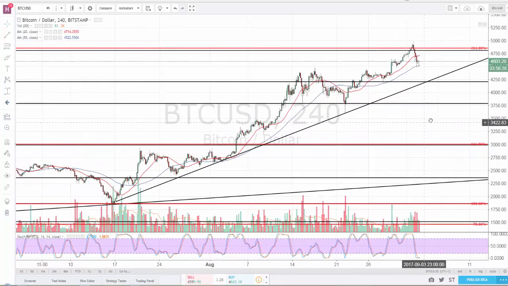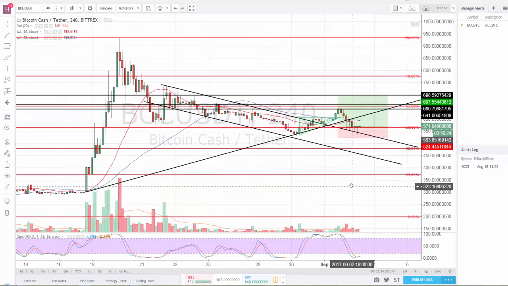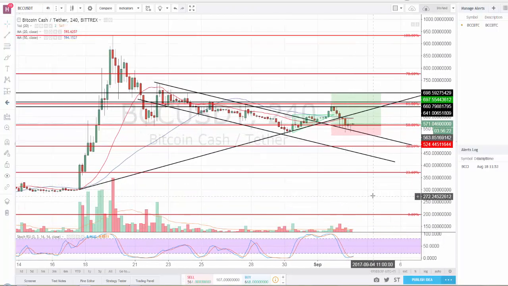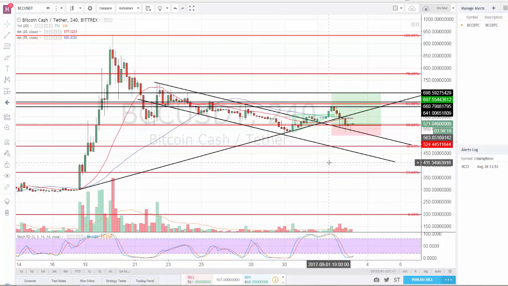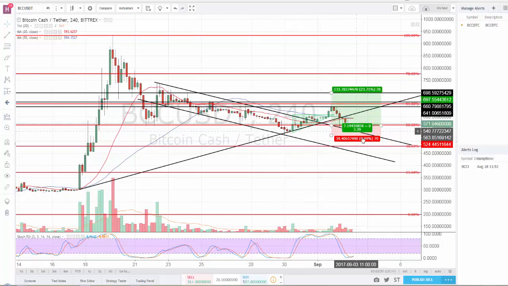And now Bitcoin Cash has actually been following Bitcoin. I would expect the opposite. I would expect when Bitcoin crashes, Bitcoin Cash to go up. But in this case, it was the opposite. Bitcoin Cash is actually following Bitcoin. So when Bitcoin is crashing, Bitcoin Cash is crashing as well. And when Bitcoin bounces, Bitcoin Cash is bouncing as well.